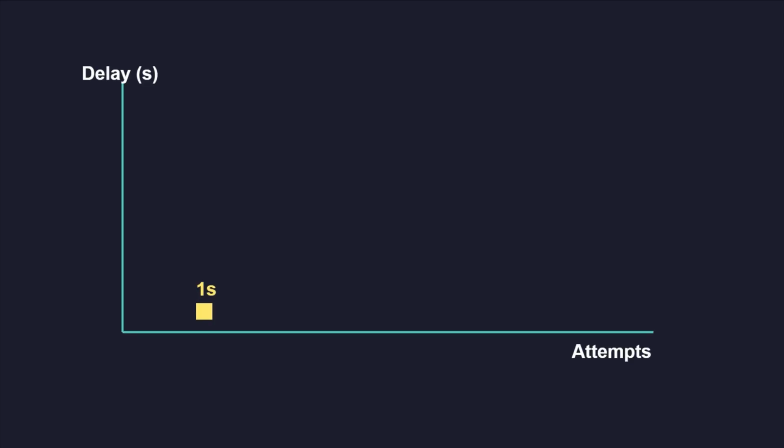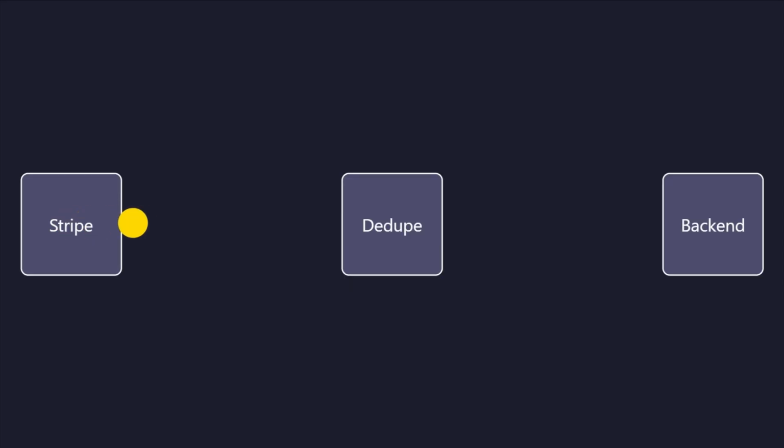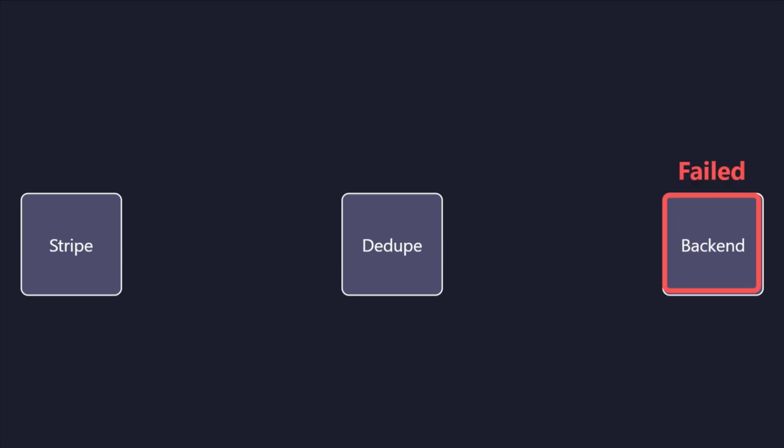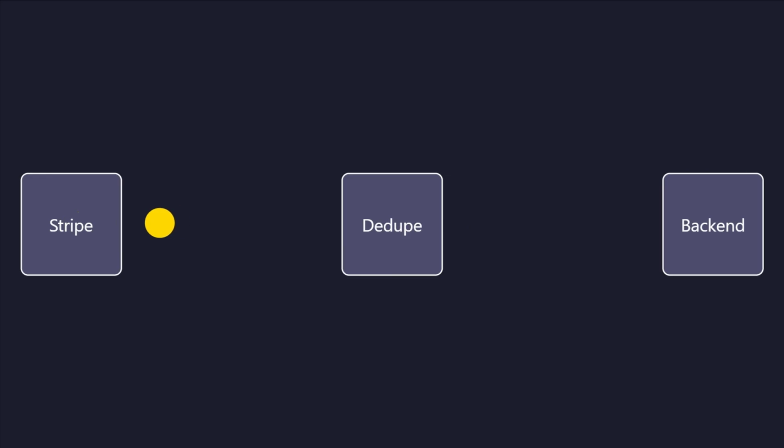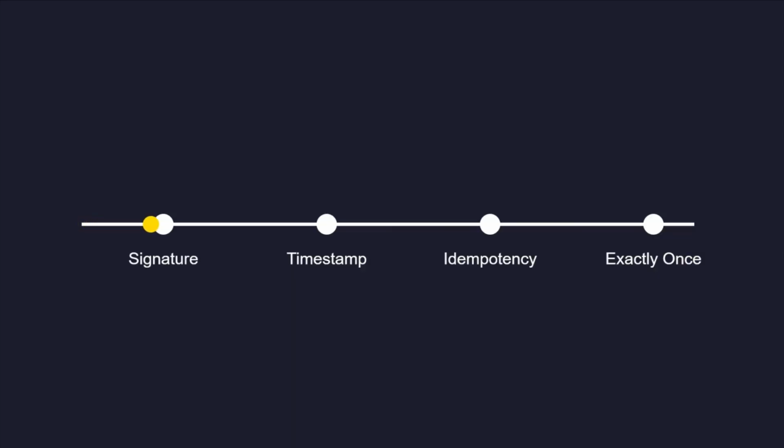If your fulfillment service is down, return a 500-level error to Stripe. Stripe will use exponential backoff to retry later. Ensure your internal logic can handle these delayed events without losing state or causing side effects. In cases where an event was processed but the response failed, your deduplication layer is the safety net. It allows the system to recover gracefully when Stripe retries the delivery by identifying that the work is already complete.